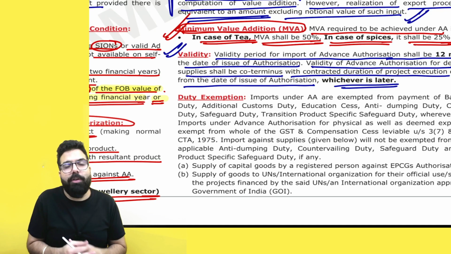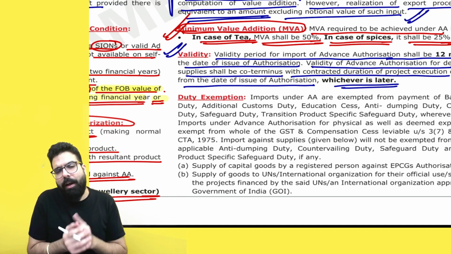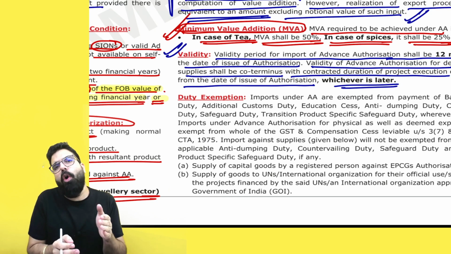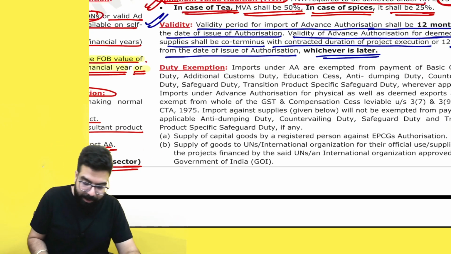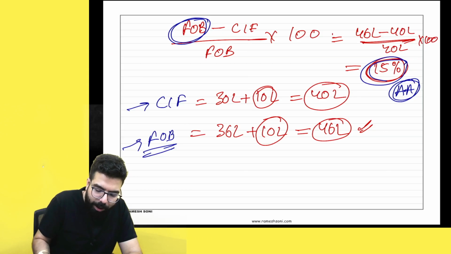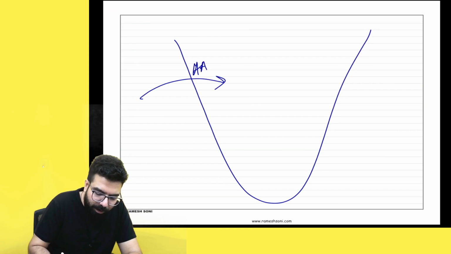I took the advance authorization for supplying to a deemed export. Now, the validity, they are telling, will be 12 months or the project duration, whichever is later. The next one over here, sir, is duty exemption. Whenever I am importing under advance authorization, sir, what are the duties which I don't have to pay?